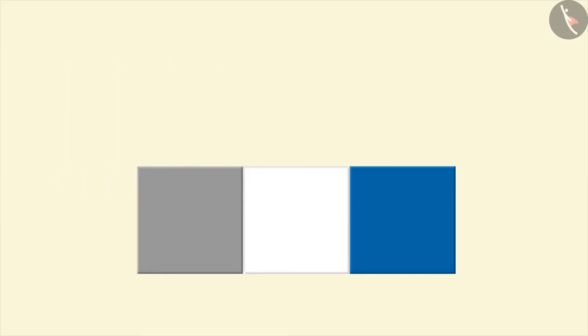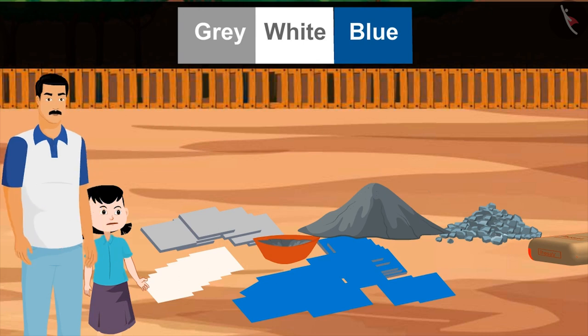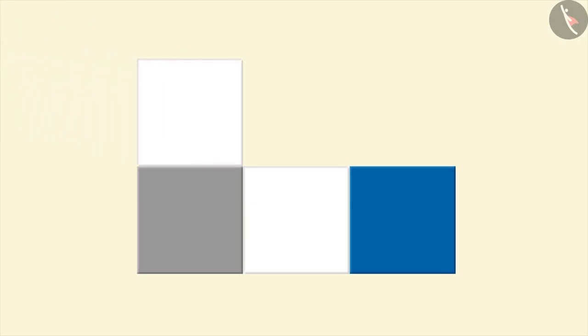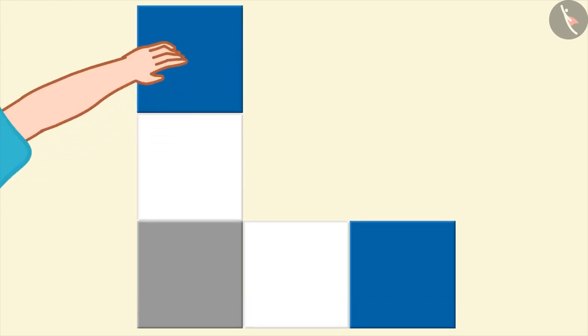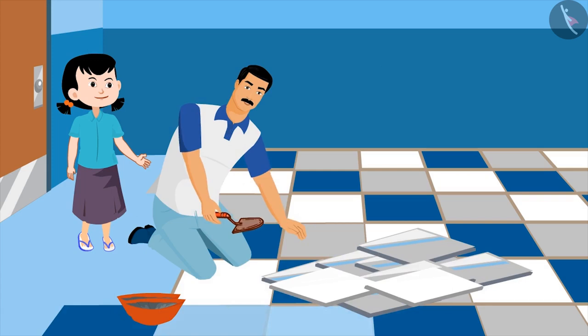No, not like this. The order of placing tiles over here is grey, then white, then blue. And then, after blue, again grey. Using this pattern, the whole floor will be tiled. So here, near the grey tile, we will place the white ones. Now is it okay? Come, let's finish the pattern of the floor.